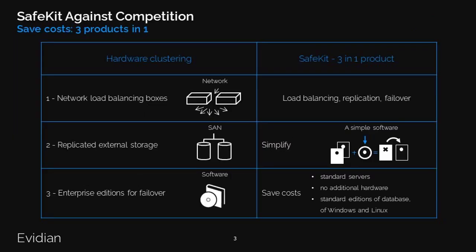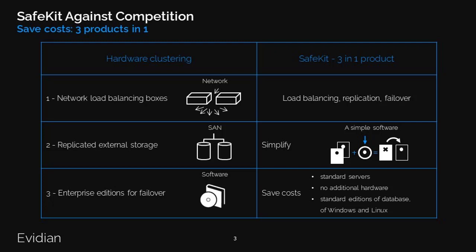I will now present the reduced costs with SafeKit. SafeKit integrates 3 hardware clustering products. These 3 products are listed in the left column of the slide. First, there is the case of network load balancing boxes. The principle is to put 2 boxes to support the failure of 1.